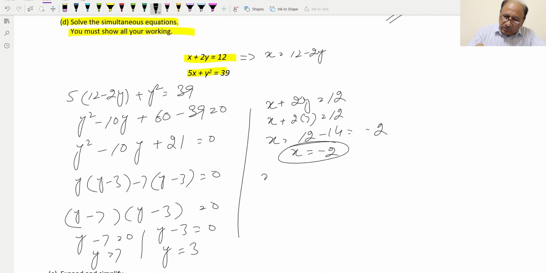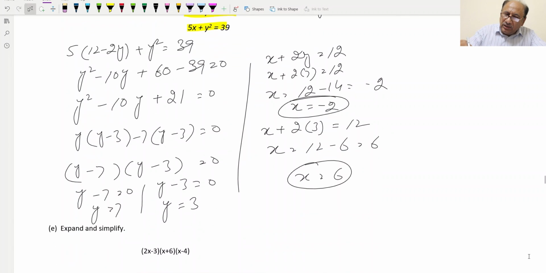And the second answer will be x plus 2 into 3 is equal to 12, so x is equal to 12 minus 6, which is equal to 6, so x is equal to 6 will be the other value. Now the points will be what? The points will be (minus 2, 7) and the second point will be (6, 3). So these are the solutions.